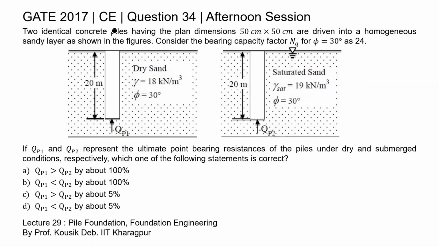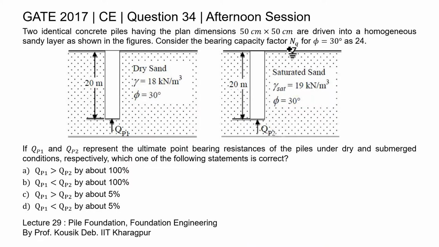Question 34 of the Civil Engineering paper of GATE 2017, afternoon session. Two identical concrete piles having the plan dimensions 50 cm by 50 cm are driven into a homogeneous sandy layer as shown in the figures.